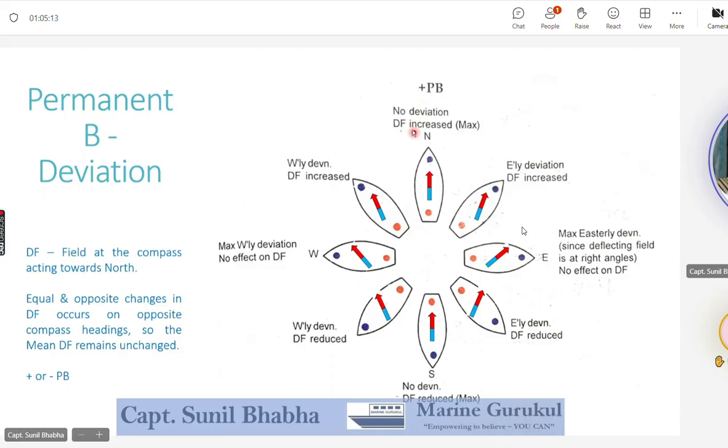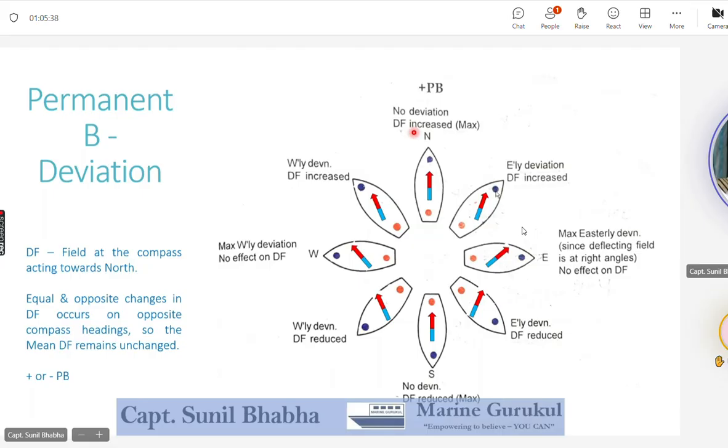Sir, can you please explain this 045 heading, why it is increased in this? Why the DF is increasing? You want to ask why the directive force is increasing on a northeasterly heading, correct, beta? Yes, sir, that's correct. Okay.